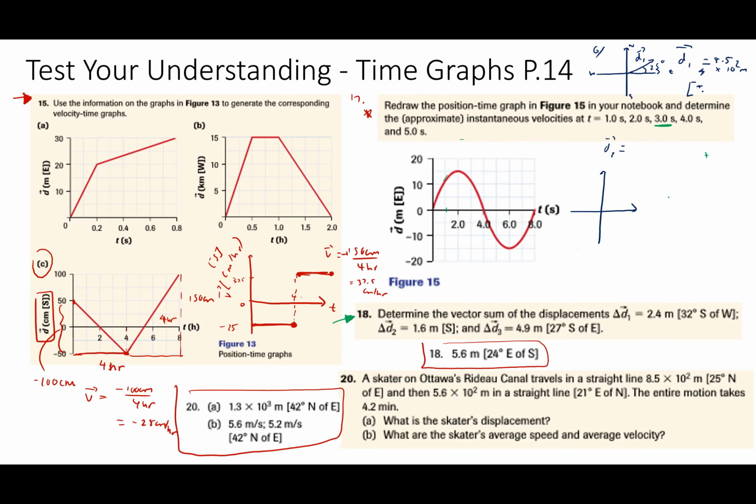So this is east 25 degrees north, right? It means the same thing. You can write it like that. Position 2 here is 5.6 times 10 to the power 2 meters. This is going 21 degrees east of north. So you're starting at north, then you're going 21 degrees east. So you can write this as north 21 degrees east, right? And the entire motion takes 4.2 minutes. So delta t here is 4.2 minutes. What is the skater's displacement?